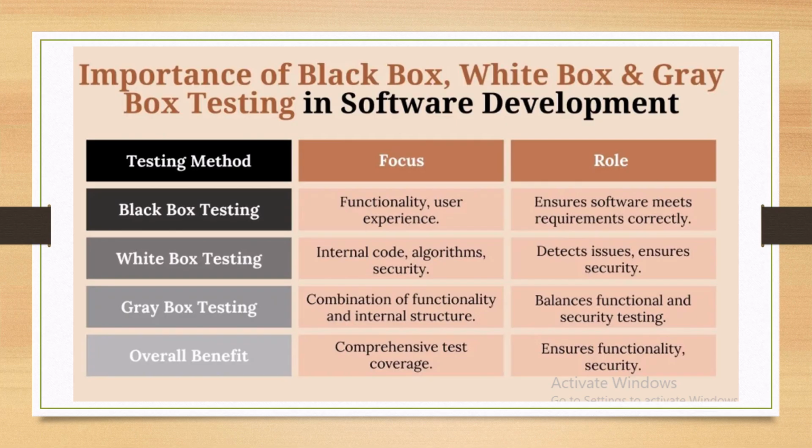And what is the importance of black box, white box and gray box testing in software development? Black box testing focuses on functionality and user experience. Its role is to ensure software meets requirements correctly. White box testing focuses on internal code, algorithms and security. Its role is to detect issues and ensure security. Gray box testing focuses on a combination of functionality and internal structure. Its role is to balance functional and security testing.